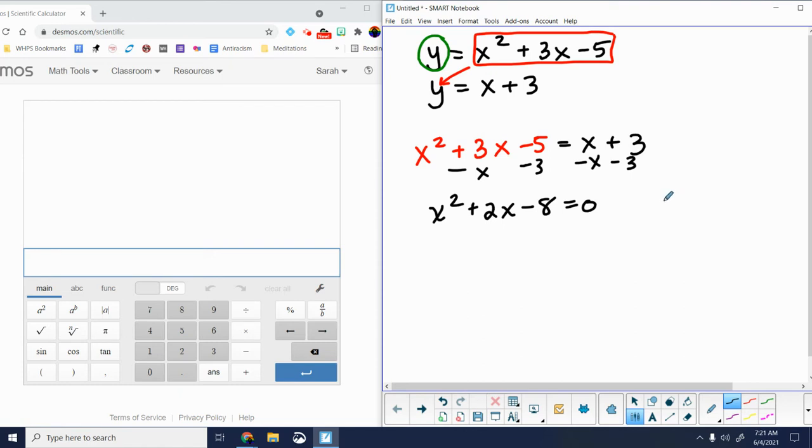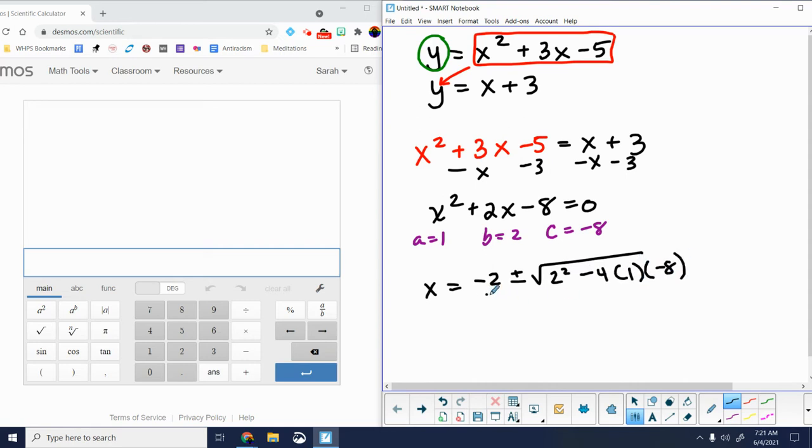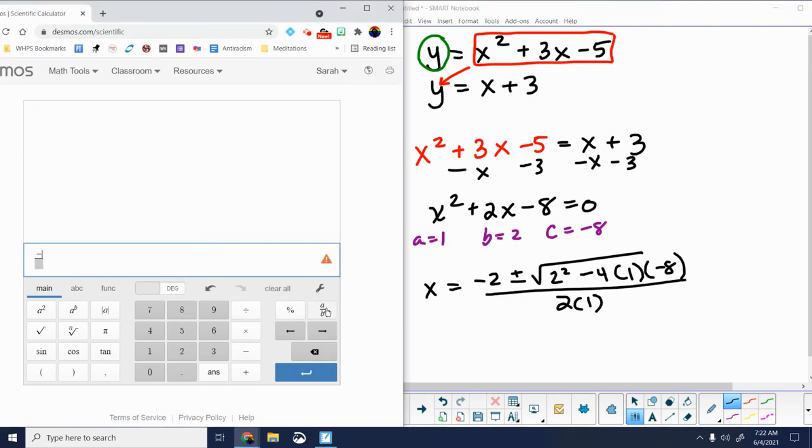A quick way to solve this would just be to use the quadratic formula. So here a is 1, b is 2, c is negative 8. Let's go ahead and plug that into the quadratic formula to get negative b plus or minus the square root of b squared minus 4 times a times c over 2a, which we can type into our calculator: negative 2, I'm going to do the plus first, so plus the square root of 2 squared minus 4 times 1 times negative 8, over 2 times 1.